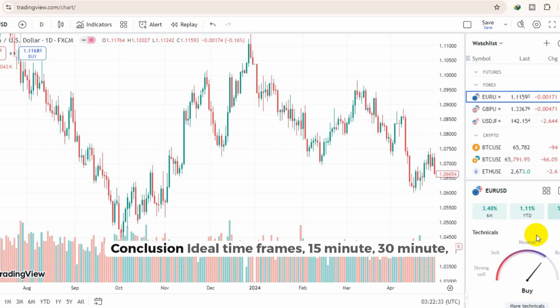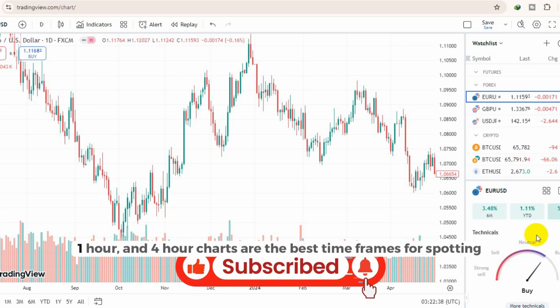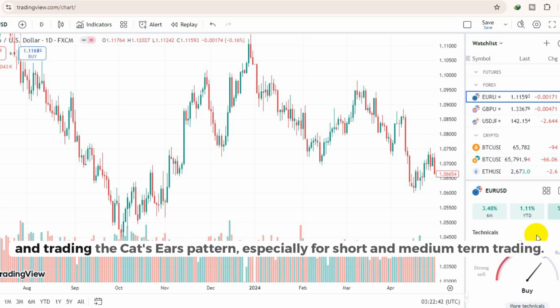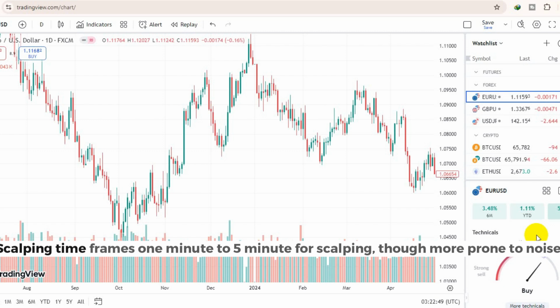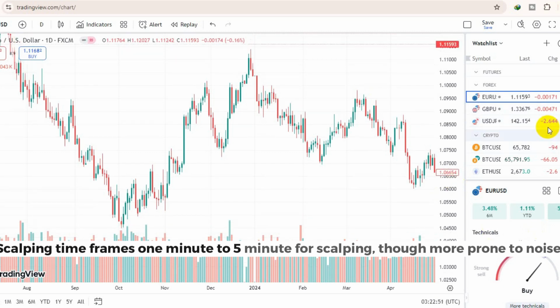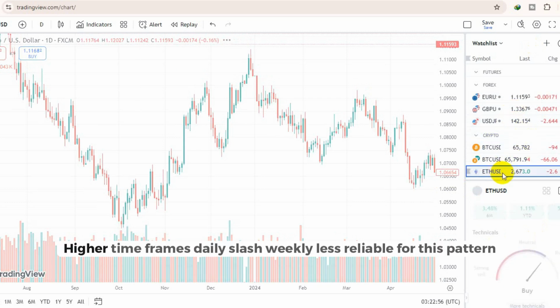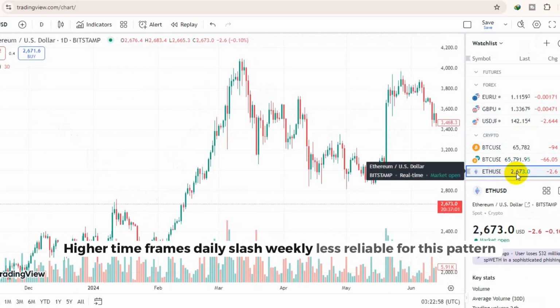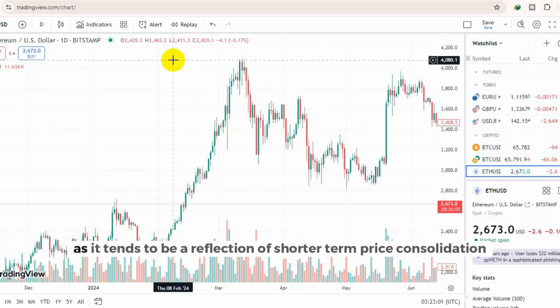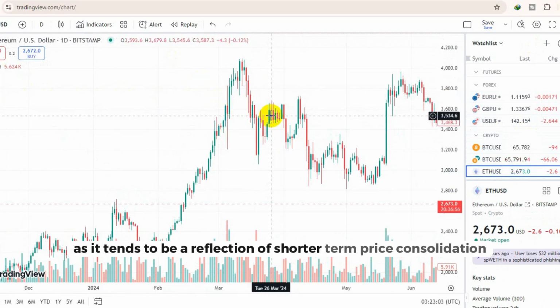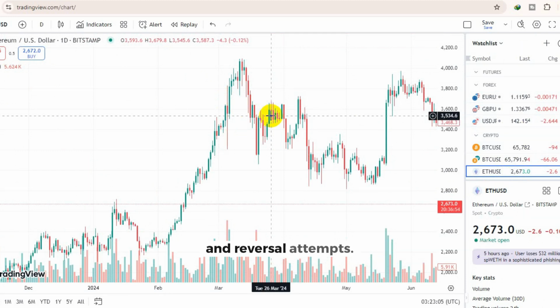Conclusion. Ideal time frames: 15-minute, 30-minute, 1-hour, and 4-hour charts are the best time frames for spotting and trading the cat's ears pattern, especially for short and medium-term trading. Scalping time frames: 1 minute to 5 minute for scalping, though more prone to noise. Higher time frames, daily/weekly, less reliable for this pattern as it tends to be a reflection of shorter-term price consolidation and reversal attempts.